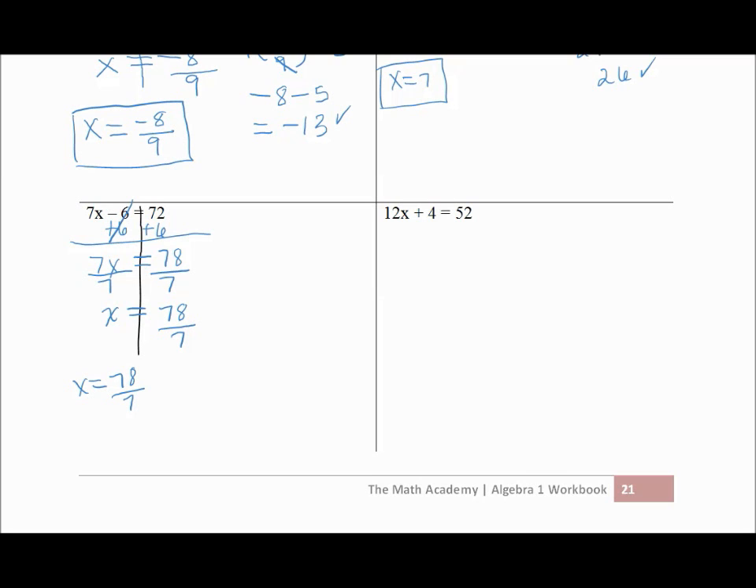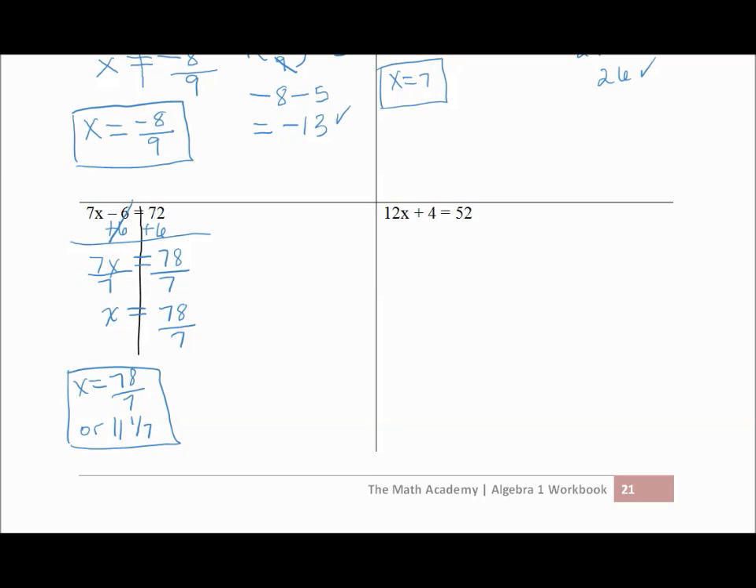Now, me personally, I don't mind you leaving an answer as an improper fraction. Your teacher may want you to change it to a mixed number. If so, you can change that to 11 and 1/7. And that's my final answer.